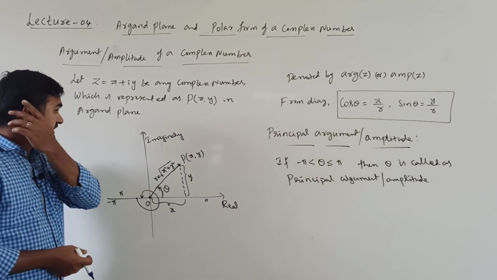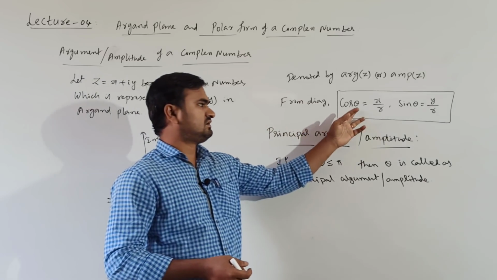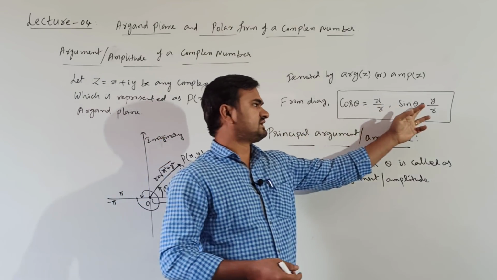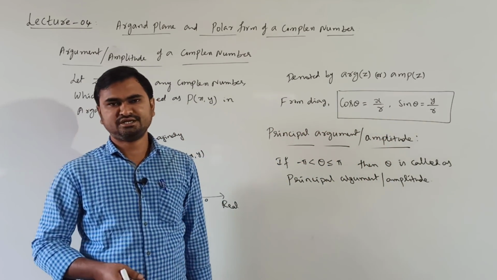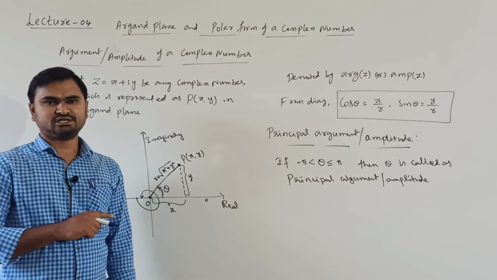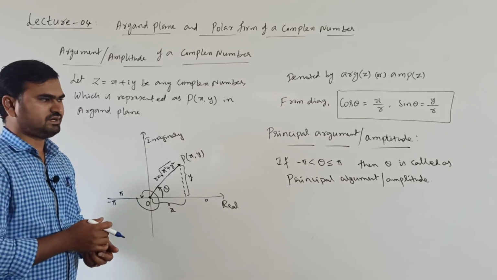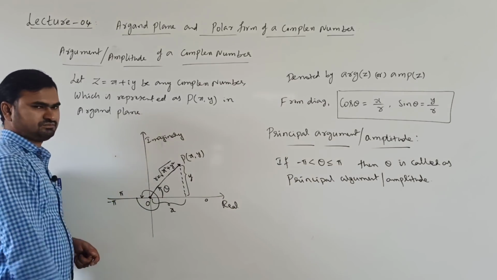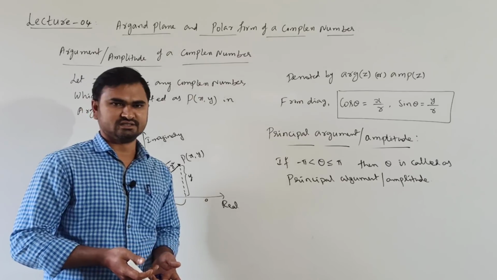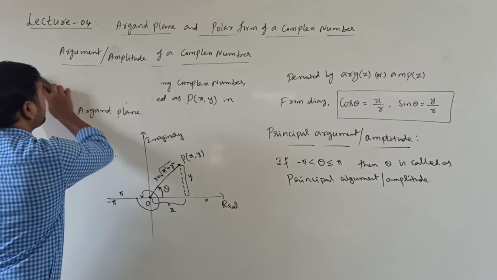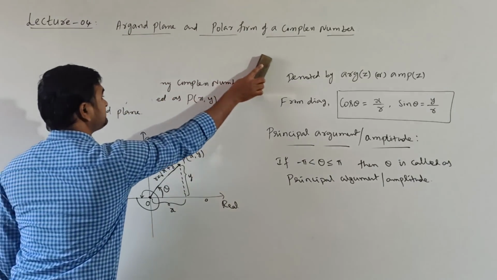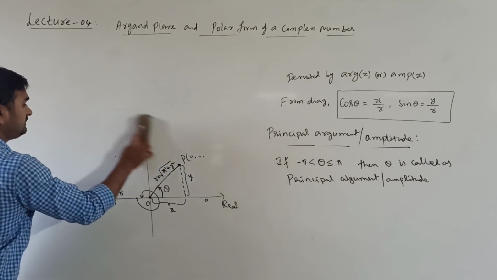Understand? Suppose we get that cos is minus 1 by root 2, sin is 1 by root 2. That means cos negative, sin positive, so you have to take the angle in the second quadrant. Okay. Now how do we write that angle? Let us see the diagram. How do we find this principal argument or principal amplitude?